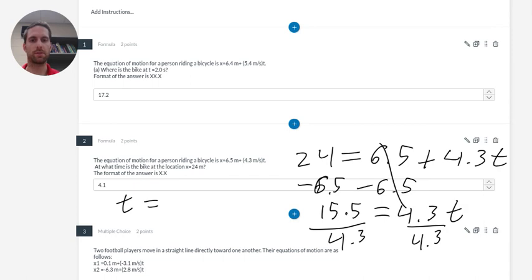It looks like I made a small mistake here. 24 minus 6.5 is 17.5, not 15.5. There's my mistake right there. Doing math in your head sometimes is a bad idea. And that makes sense too. All right, so 17.5 divided by 4.3. And that's going to give me 4.06976.